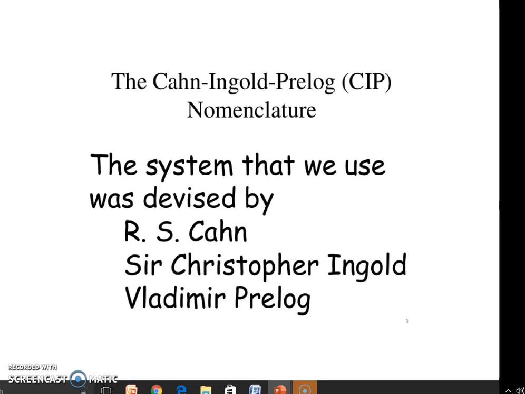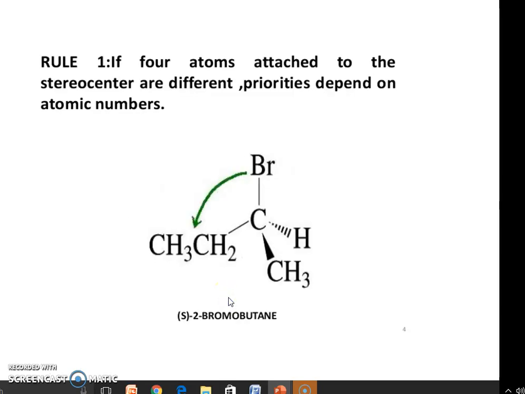Actually, CIP stands for Cahn-Ingold-Prelog. It is a nomenclature given by these three people, and we can see the name R, S. Cahn, Sir Christopher Ingold, and Vladimir Prelog. These people tried some rules for stereoisomers containing a chiral center or stereo center.